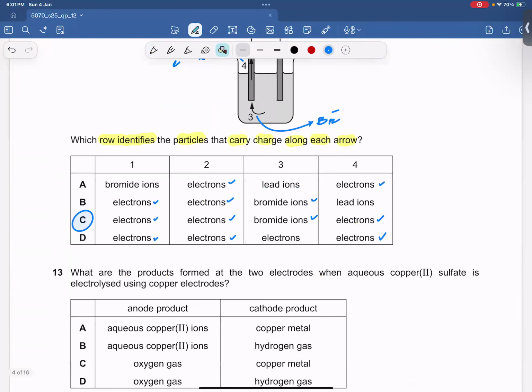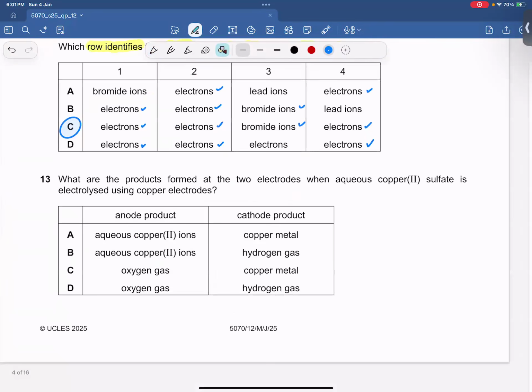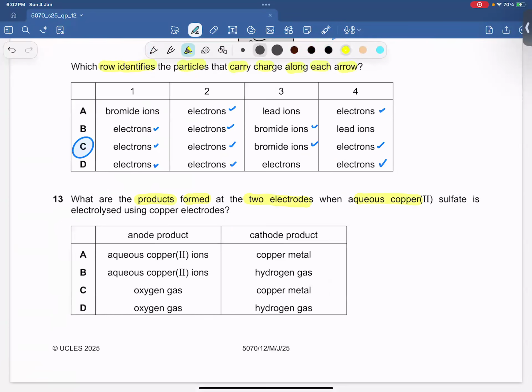Question number 13. What are the products formed at the two electrodes when aqueous copper 2 sulfate is electrolyzed using copper electrodes? Using copper electrodes means cathode and anode are both made up of copper. So copper ions discharge at the cathode in the form of copper. So the product at the cathode is copper metal.